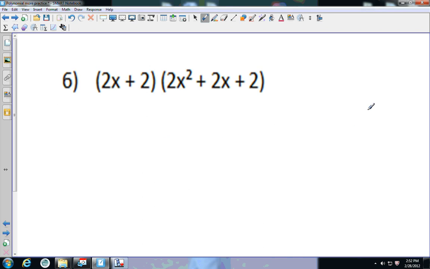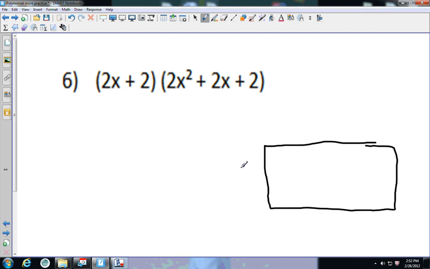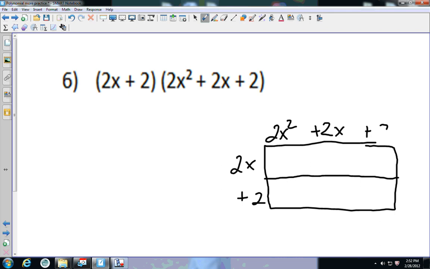Next one, pause this video and come back and see how you do. I'm going to use the box on this one. I have a binomial. I have 2 terms, 2x plus 2. And then up here I have 2x squared plus 2x plus 2. So I'll split it up into 3 boxes.